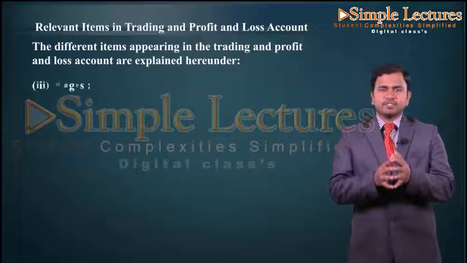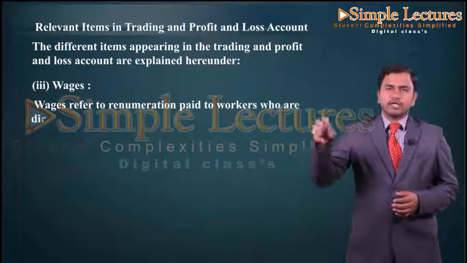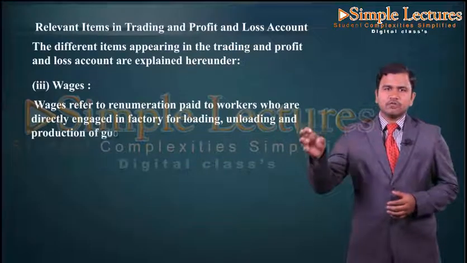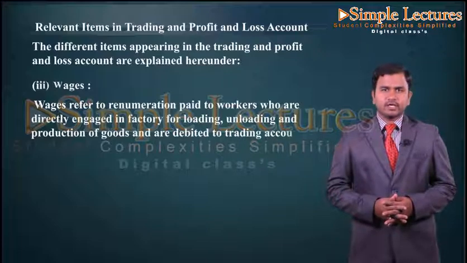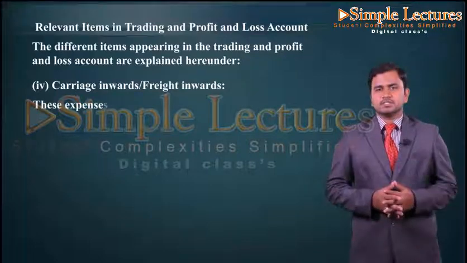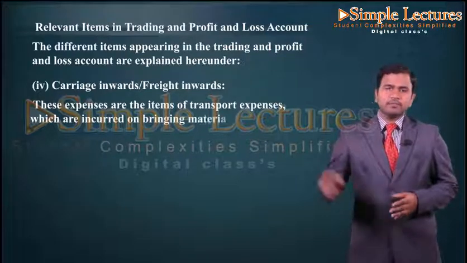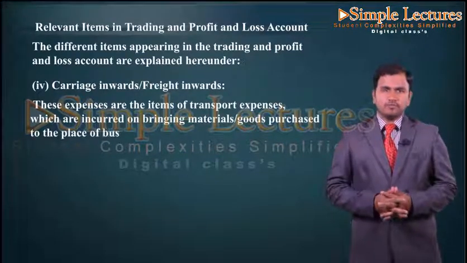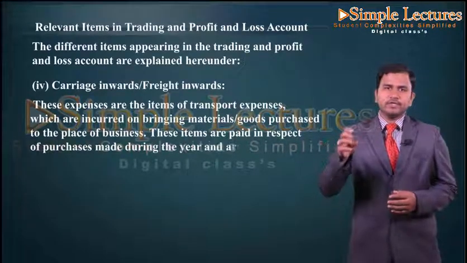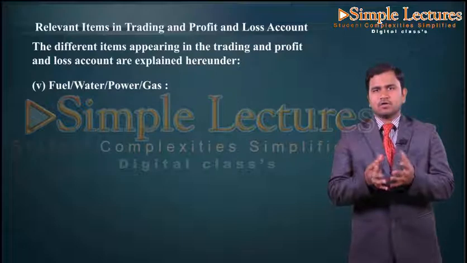Then we are going to show the wages. Wages refers to remuneration paid to workers who are directly engaged in the factory for loading, unloading and production of goods, and are debited to the trading account. Then we have carriage inward or freight inward. These expenses are items of transport expenses incurred on bringing the material or goods purchased to the place of business. These items are paid in respect of purchases made during the year and are debited to the trading account. Then we have fuel, water, gas or power expenses.